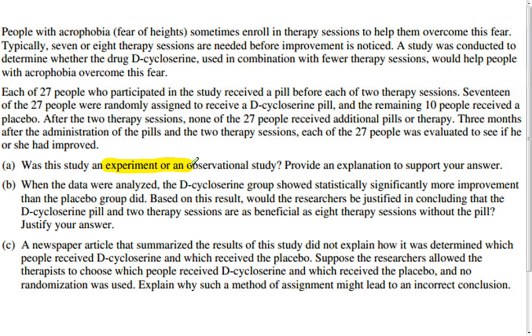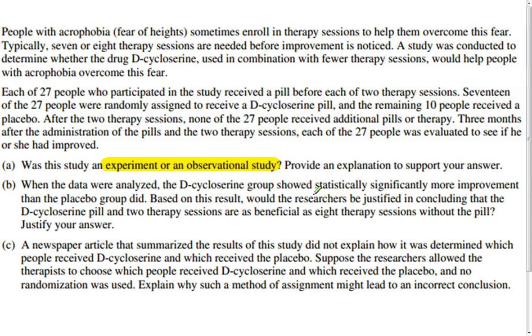Now, an experiment, just to get the two straight, an experiment is whenever the researcher is giving a treatment or assigning a treatment, or the one who's kind of in charge of deciding who will get what and for what reason. Whereas in an observational study, you're simply looking at the current state of things, how things are going. You're not imposing a specific treatment.